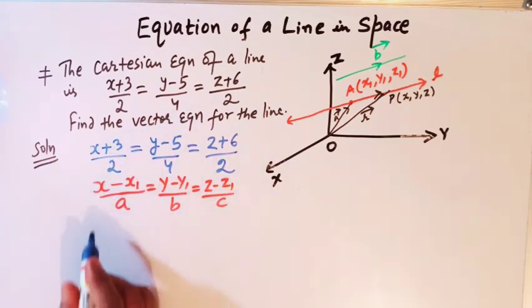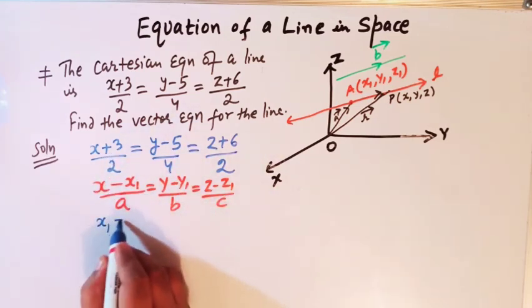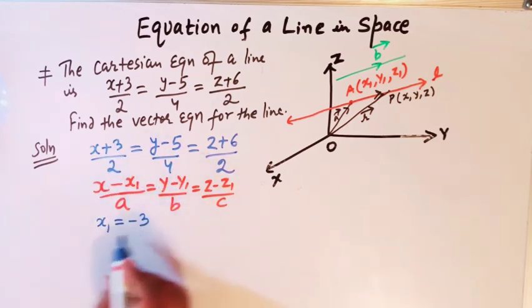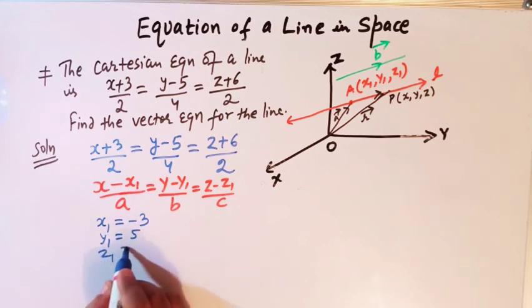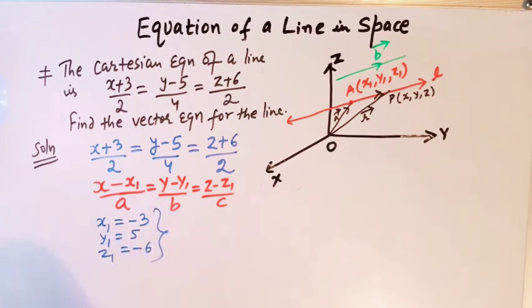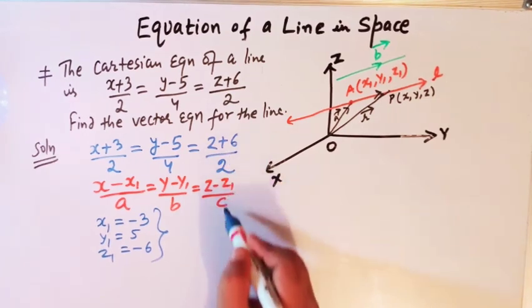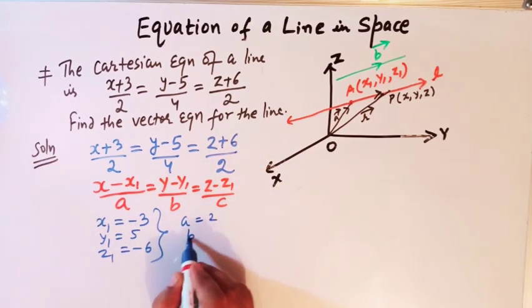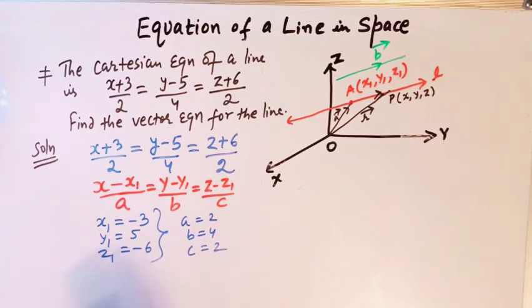Now x1 is equal to minus 3 here, y1 is 5, and z1 is minus 6. Clear? Comparing these two equations, a is 2, b is 4, and c is 2.